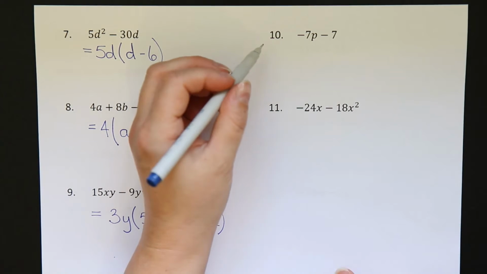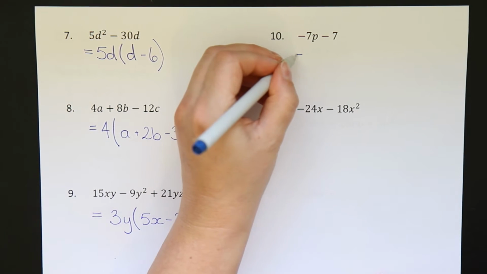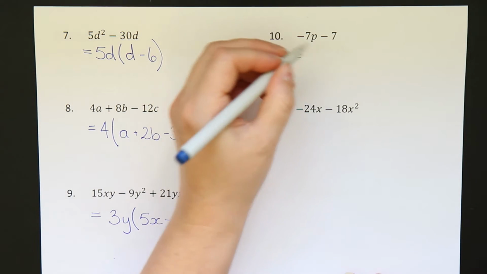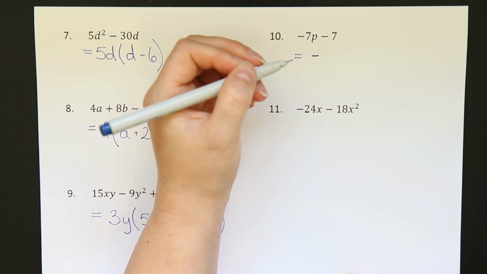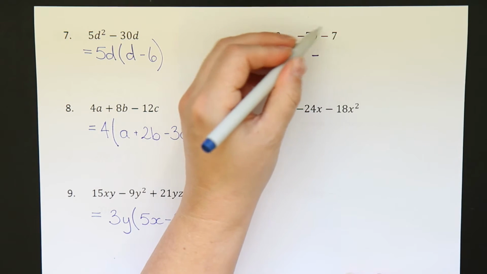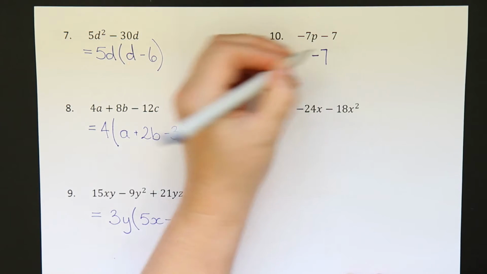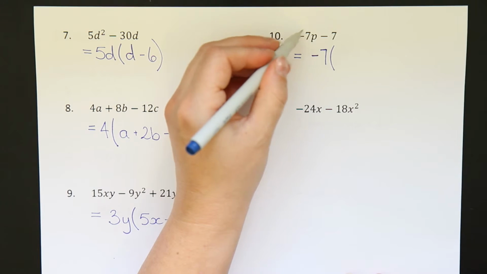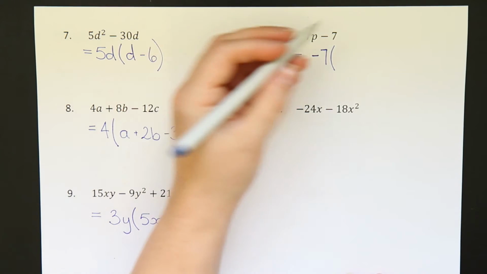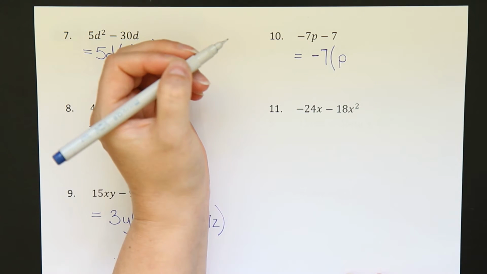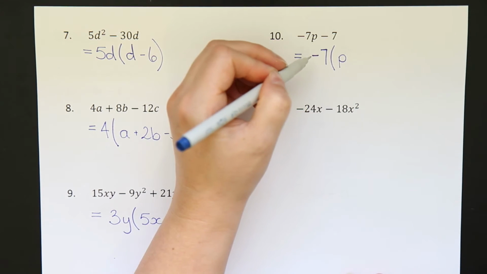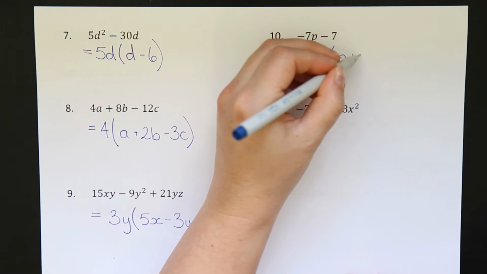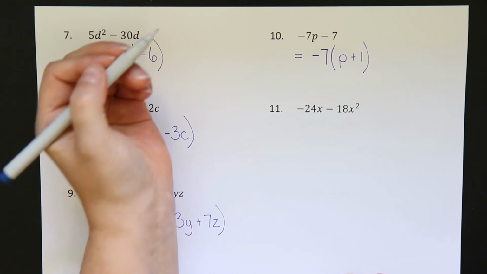Question 10. Looks easier again, but now we have something new where I can have a negative as a factor. Both of those terms have a minus sign in them, so I can bring the minus out of the bracket as a factor. Both of the terms also have a 7, so 7 can be a factor. Open the bracket. If I divide this by negative 7, I'll have 1 left, and I will have a p, so just p in the bracket. Minus 7 divided by minus 7 gives me a positive 1. Because there's no other letters, I do need to write the 1 there.